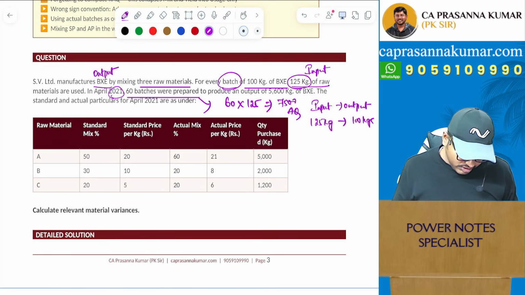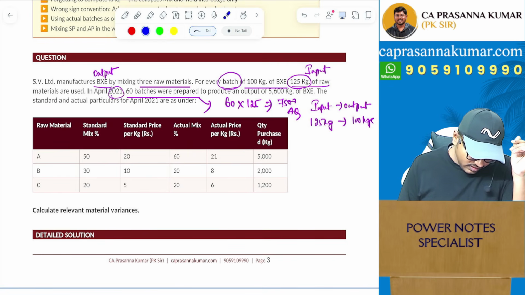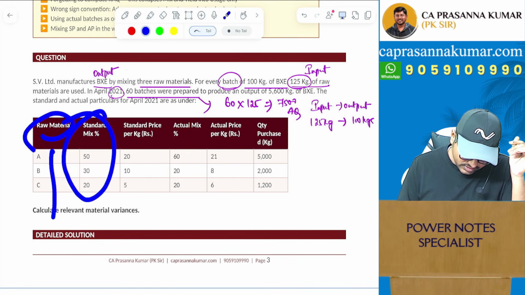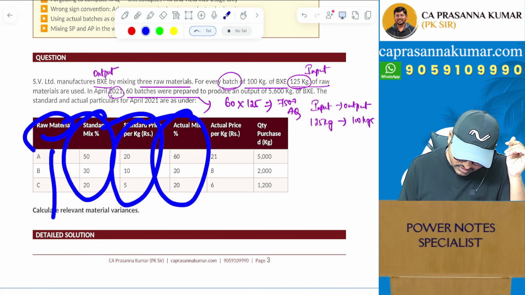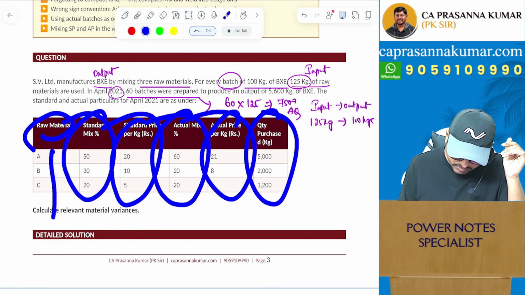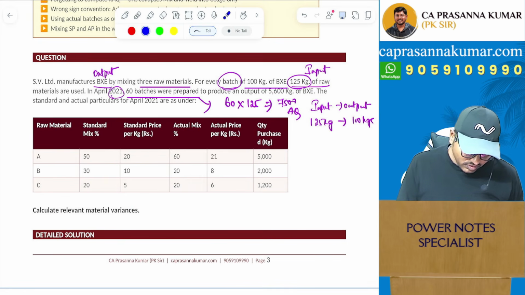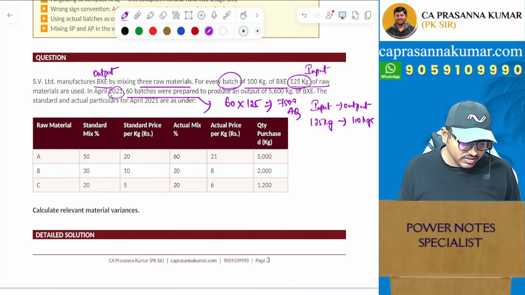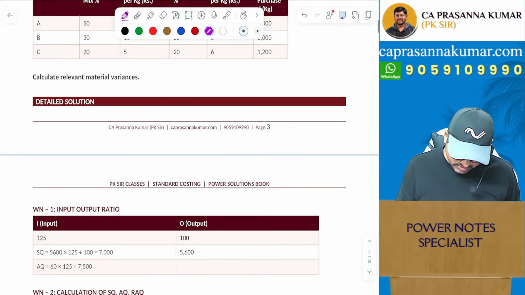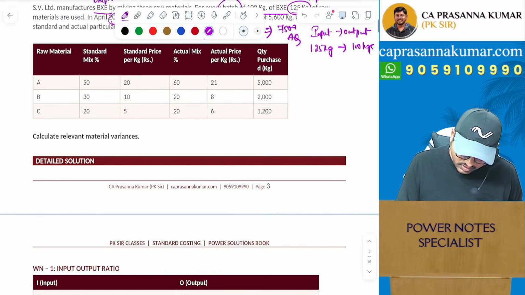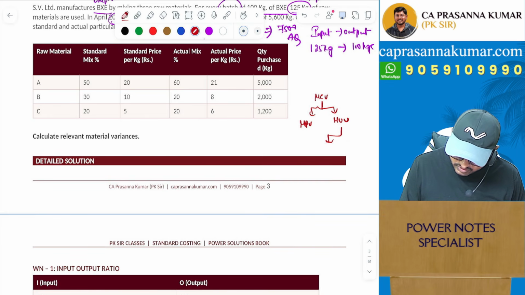Anyways, what else has he given? Raw materials, standard mix is given, standard price is given, actual mix is given, actual price is given, quantity purchased is also given. Calculate relevant material variances. Very easy. Relevant material variances means what are all the things we need to calculate? Will I be having material cost variance? Yes. That will be divided into price variance and usage variance. Usage will be further divided into mix variance and yield variance.